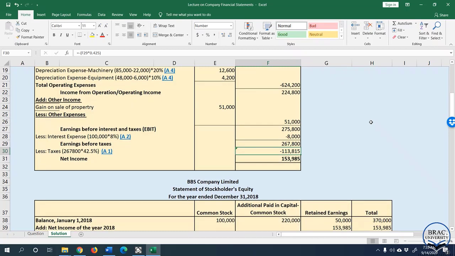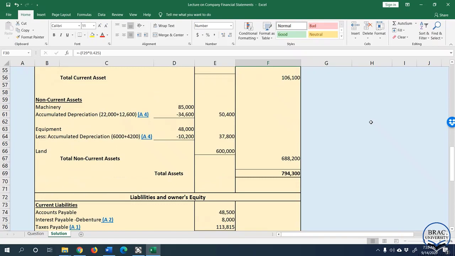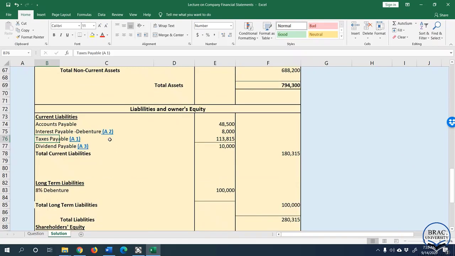That tax expense will also be entered in the current liability portion of your liabilities and owner's equity statement. Tax payable 1,13,850. Why? Because this is the tax you are liable to pay from the profit of this year. And since you will have to pay within 1 year, you have to write it under the current liability portion. A1 means additional information 1, related to additional information 1.